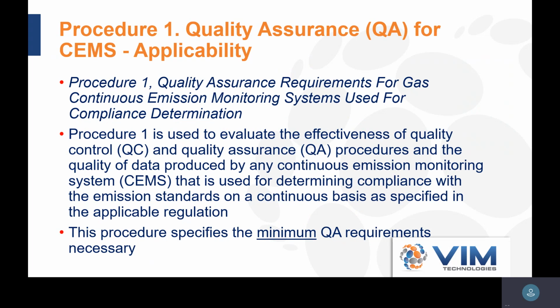So the first thing we're going to cover is procedure 1. Appendix F has multiple procedures in it. We're going to just focus on procedure 1, which is specific to CEMS. It's used to evaluate the effectiveness of your quality control and quality assurance activities to ensure that your data is reliable and accurate. And it's the minimum QA requirement. So what we're going to go over today is the minimum that's required to be done. Oftentimes, to maintain compliance, you're going to need to do a few more QA activities to keep your equipment functioning properly and make sure you're operating in compliance.